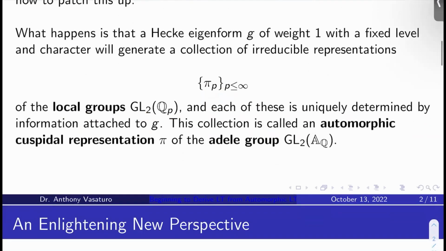Each one of these representations is uniquely determined by information attached to the Hecke eigenform G. So you have a collection here of, let's call them, compatible representations of the local groups GL2 of Q sub p. In other words, what you have is an automorphic cuspidal representation pi of the adele group GL2 of A sub Q, the adeles of Q. I'm being a little bit loose here and I'm not defining a lot of my terms. Some of this will come later though. I'm just trying to set the general groundwork right now.